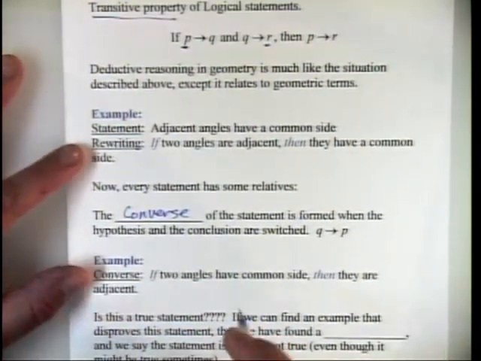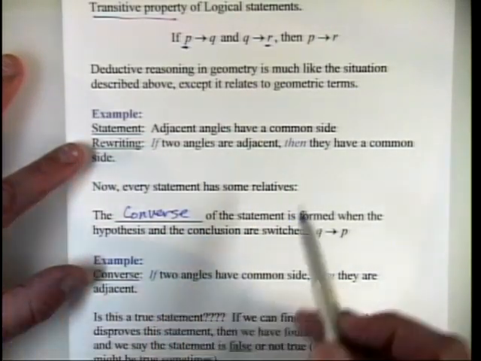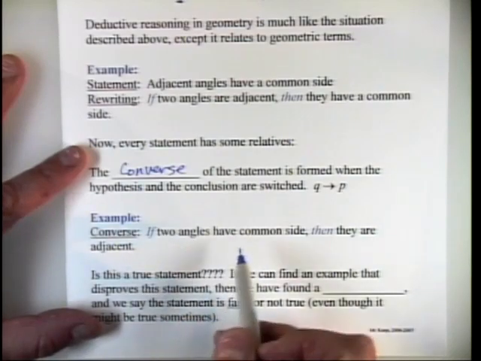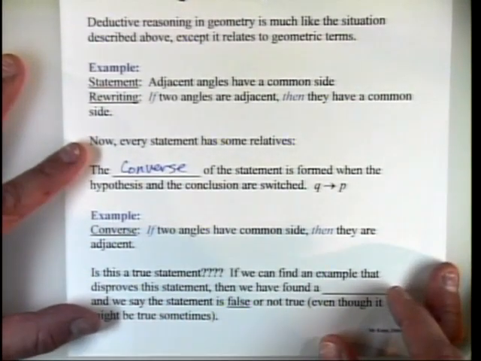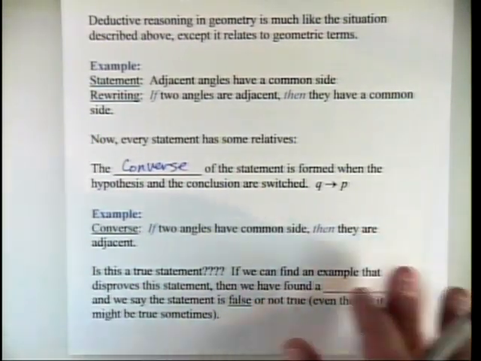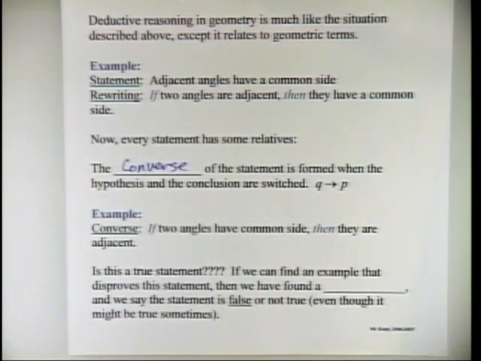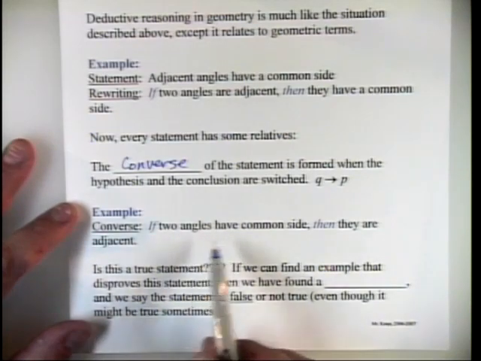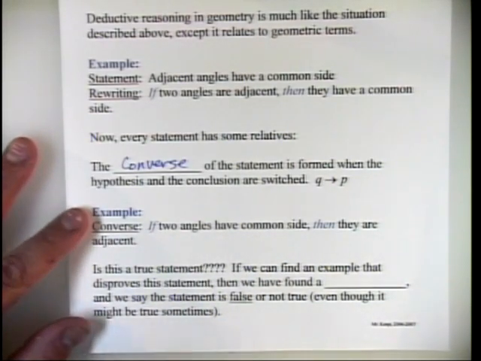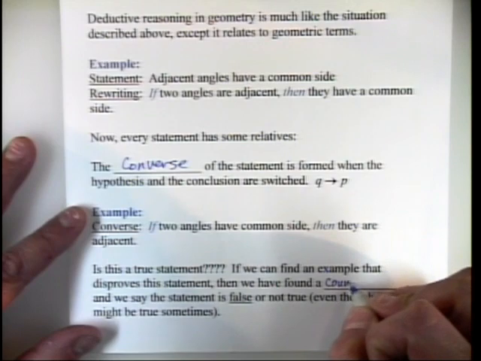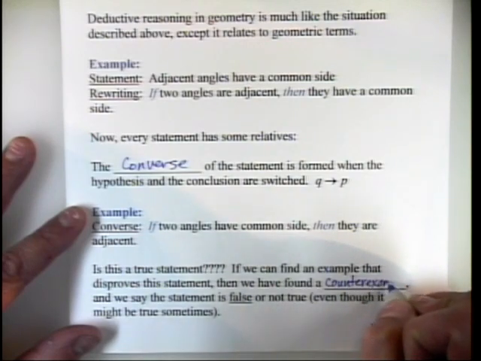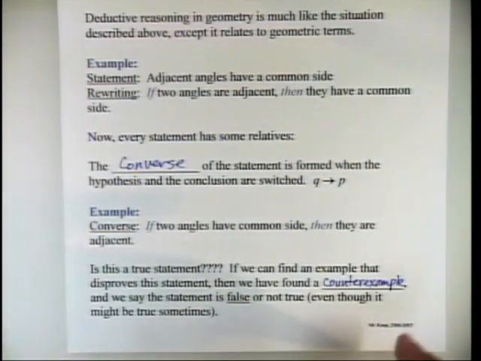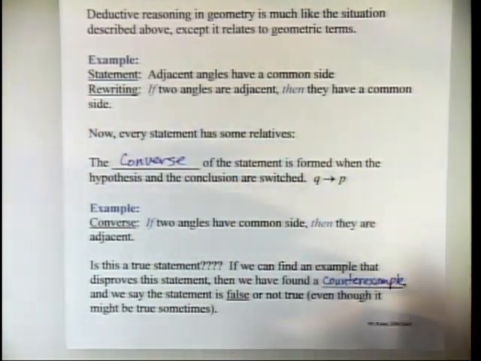Now the converse in general says something very different than the actual statement. If we look at the statement above, if two angles are adjacent, then they have a common side, we can flip the if and then to get if two angles have a common side, then they are adjacent. What we want to know is, is that a true statement? Okay? Well, if we can find two angles that disprove that statement, then we say that we have found a counterexample. A counterexample disproves a statement. And then, if we find one such example, we say that the statement is false mathematically.